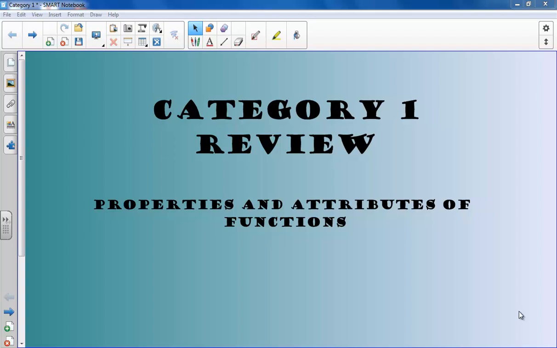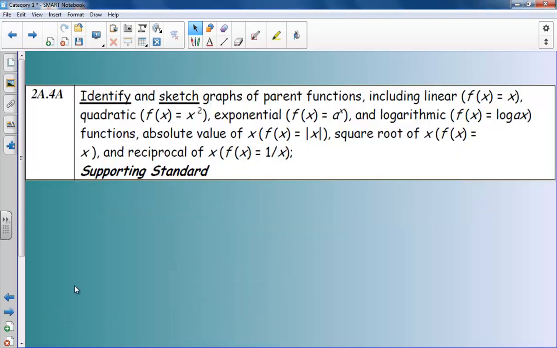So, Category 1 review. Category 1 is all about properties and attributes of functions. A total of 8 questions are going to come out of this category, which doesn't seem like very many, but there's a lot in here, so we're going to go through step by step. Alright, supporting standards, I want to begin there, and that was just what we began with at the beginning of this year. Notice the verbs they underline here, that is the action that you're required to take here.